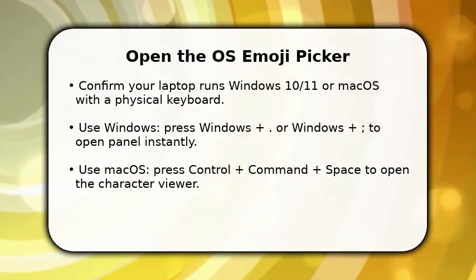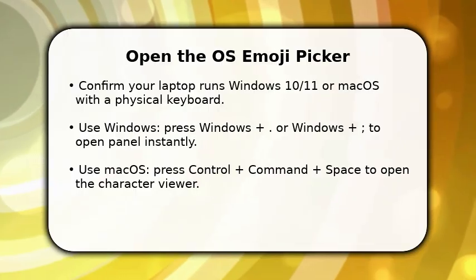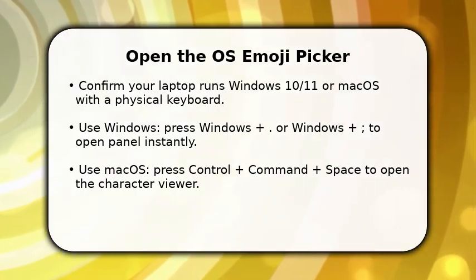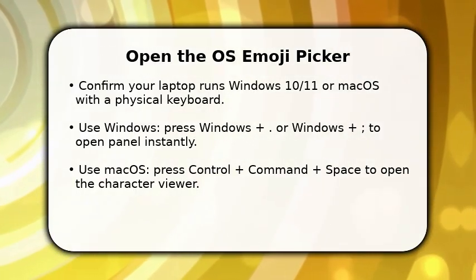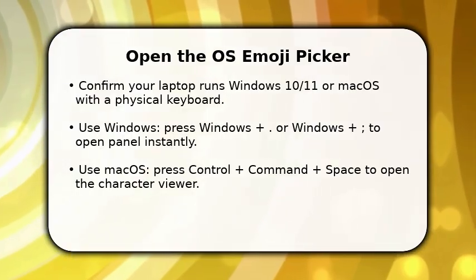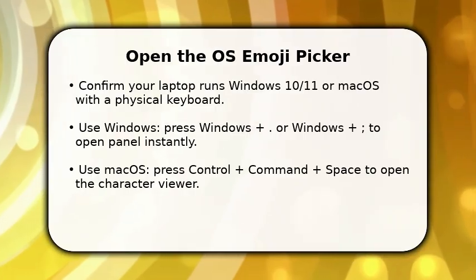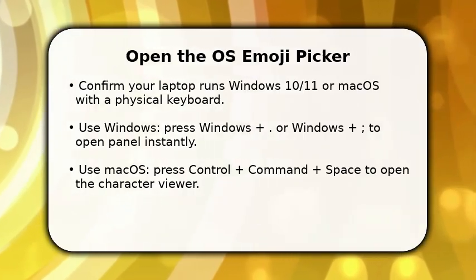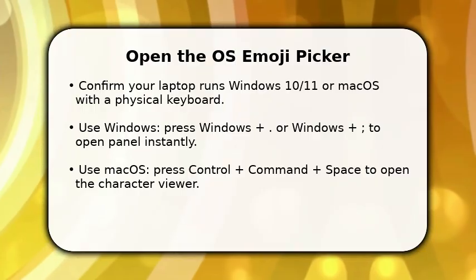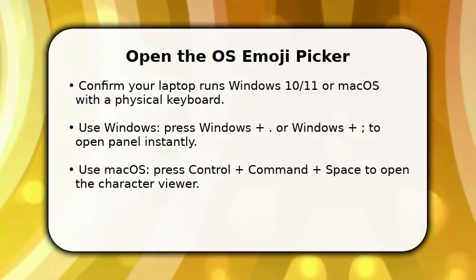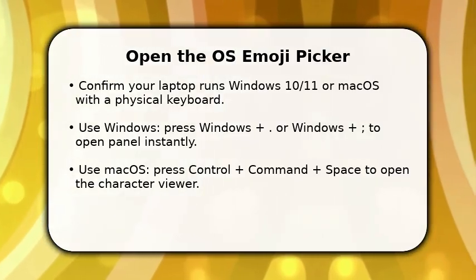You start by invoking your operating system's built-in emoji picker. That is the only reliable way to access the full set. On Windows, press the Windows key plus period or semicolon and the panel appears. On a Mac, press Control, Command, and Space together. Once done, the picker is live and focused where your cursor sits, so make sure your text field is active.